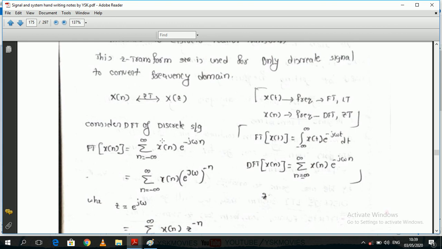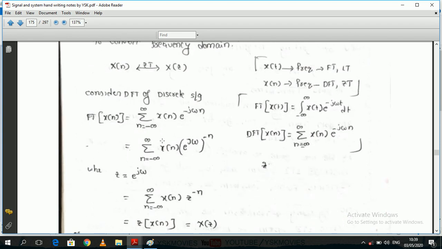Here, I would like to explain three topics: what is the Z transform, its inverse, and at the same time the relation between the Fourier transform and the Z transform. So consider a discrete Fourier transform. Now, what is the Z transform? Here I am explaining the derivation of the Z transform.